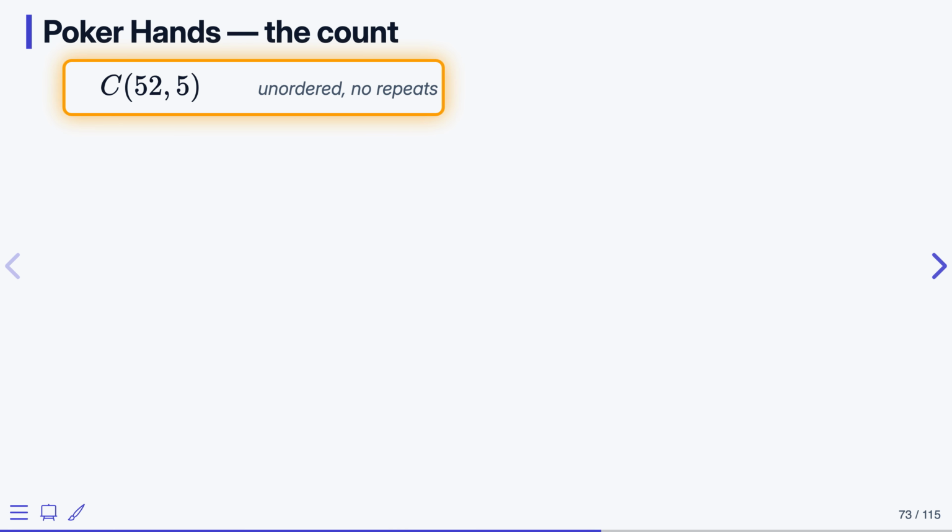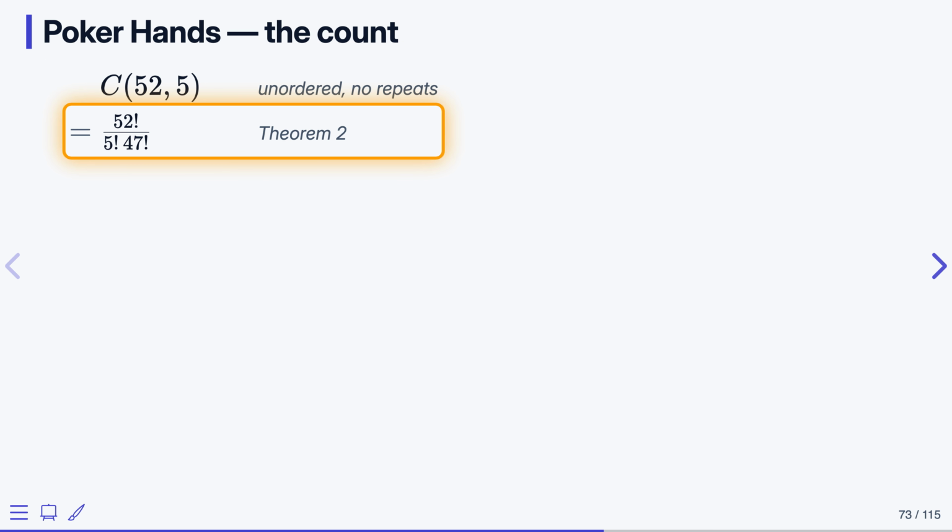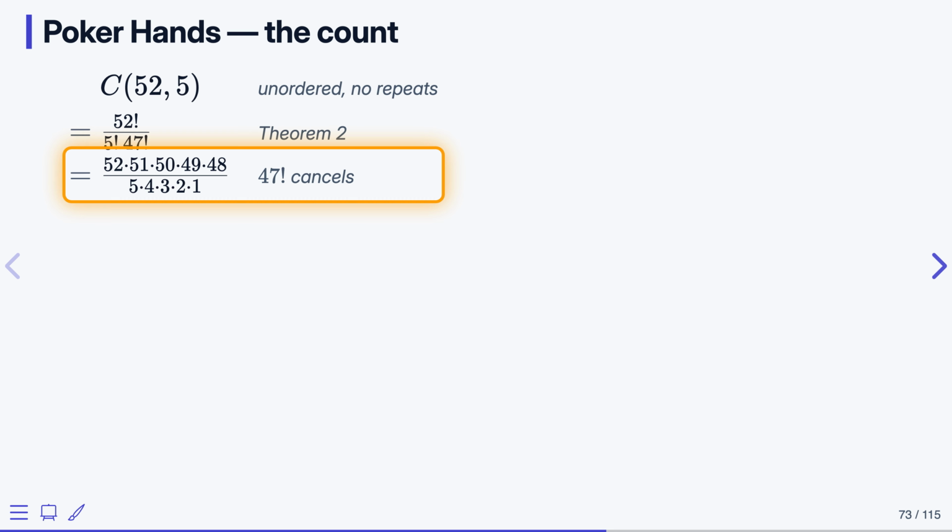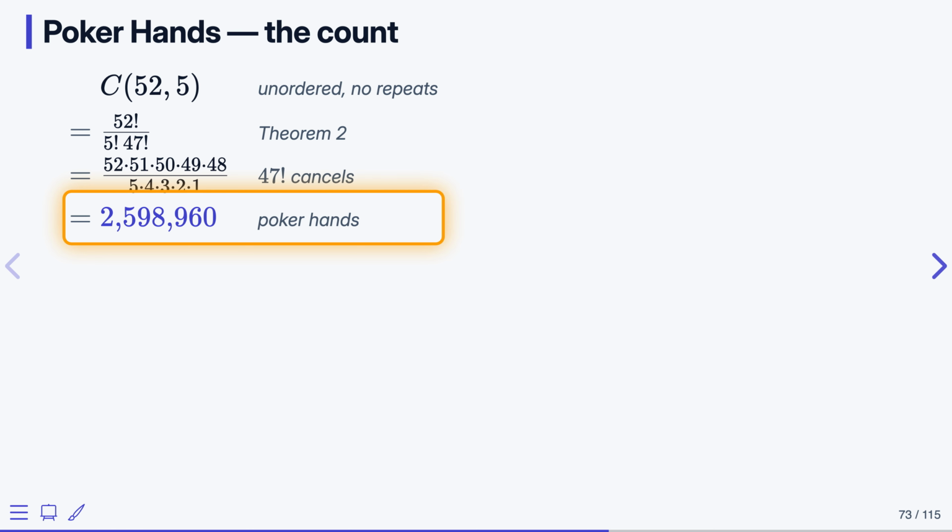This is the working. Line 1. We want C(52, 5). Line 2. Theorem 2 gives 52 factorial over 5 factorial times 47 factorial. Line 3. Never work out 52 factorial. Cancel instead. The 47 factorial on the bottom eats all but the top 5 factors. What is left is 52 times 51 times 50 times 49 times 48 over 5 factorial. Line 4. Do the arithmetic. There are 2,598,960 poker hands.